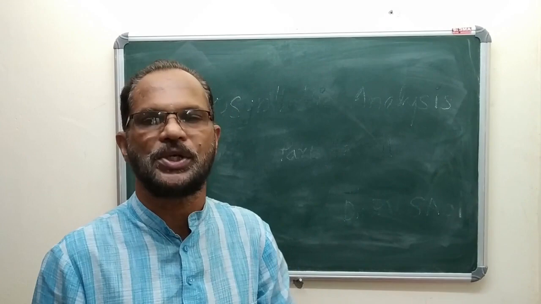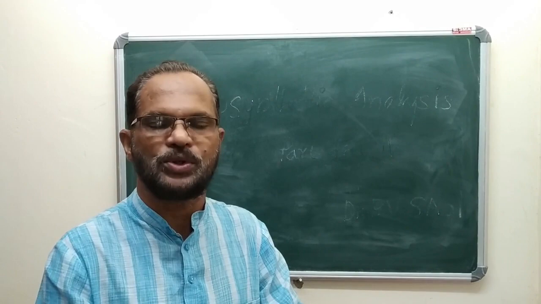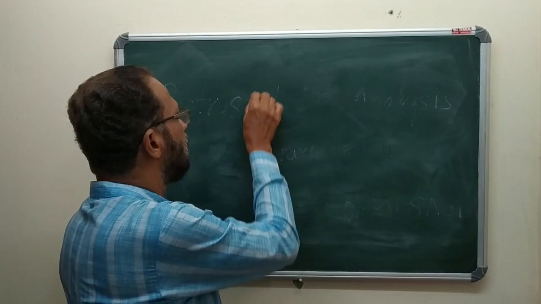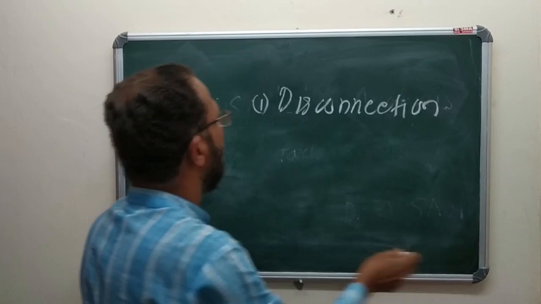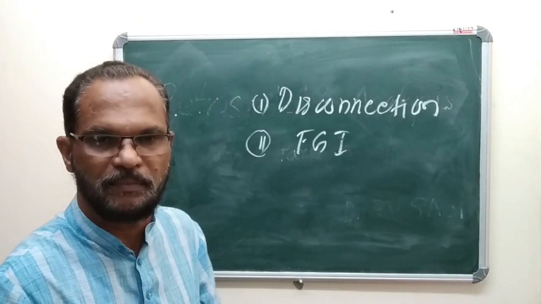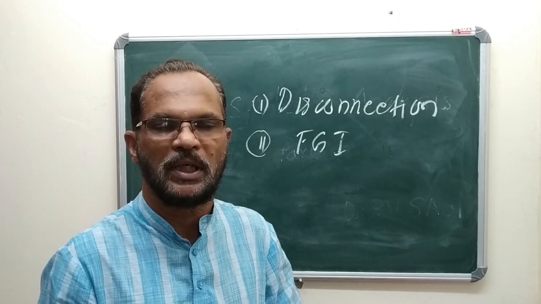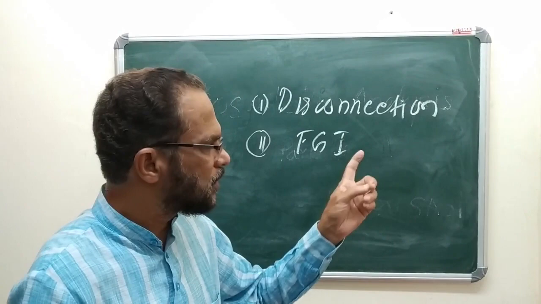Now the process of retrosynthetic analysis can be discussed under two headings. That is, one, disconnection, and two, functional group interconversion. These are the two main tools that we apply in the analysis part of the retrosynthesis.